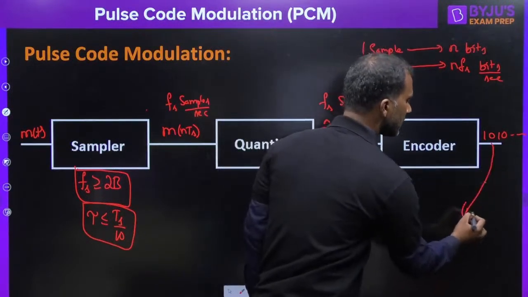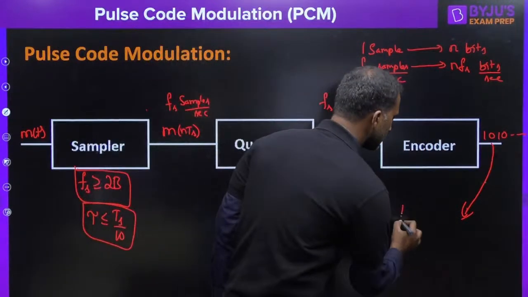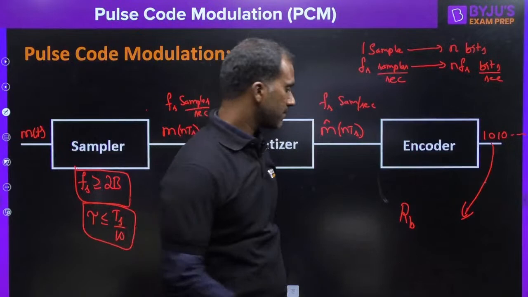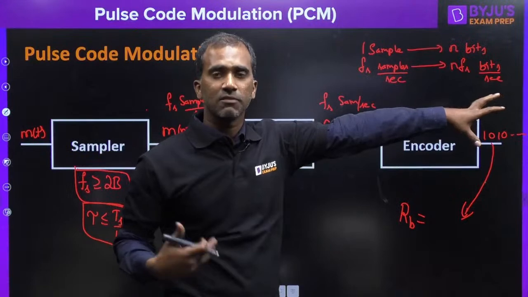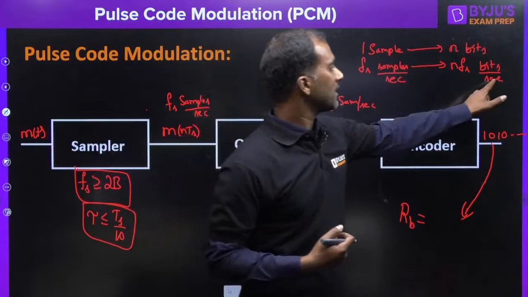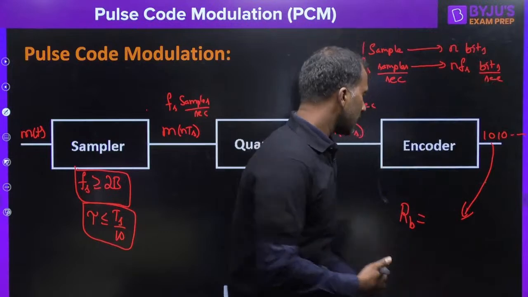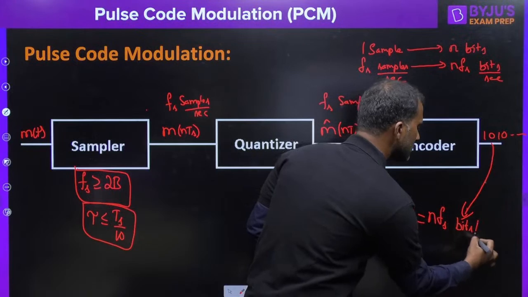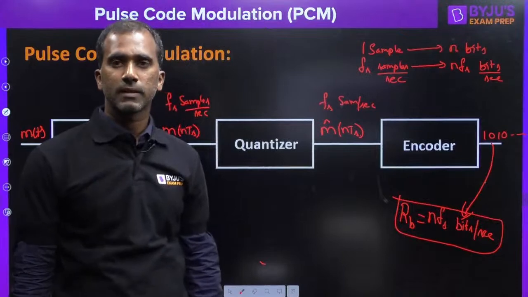So the important parameter at the output of the encoder, or at the output of the PCM system, is the bit rate. We denote it as RB. R means rate, B means bits. Rate means how many you have per every second. So for bit rate, how many bits are we getting per second at the output of the encoder? Fs samples per second are converted into n·fs bits per second. So the bit rate is n times fs bits per second. That is the bit rate.